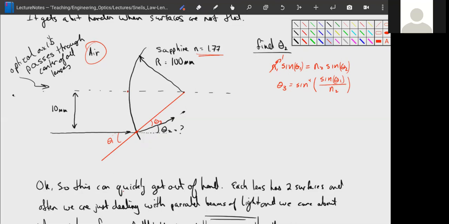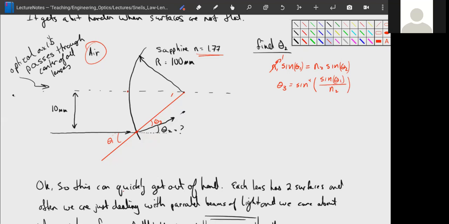Since we know it passes through the center of the circle, we can use our parallel axis theorem? I can't remember from geometry. Wow, that was a long time ago. I took that in 1996.